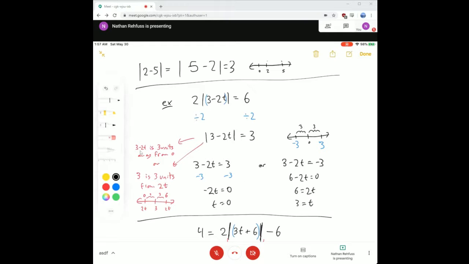Good would be to understand one of these two interpretations and say, okay, when I see this, I know that this thing inside the bars is 3 units away from 0, so it's either 3 or negative 3. That'd be good. Or understand it this way. Either one of these is good. If you pick whichever one makes you more comfortable and then learn that, that's good. Better would be to understand both. And best would be to understand why these two really mean the same thing.